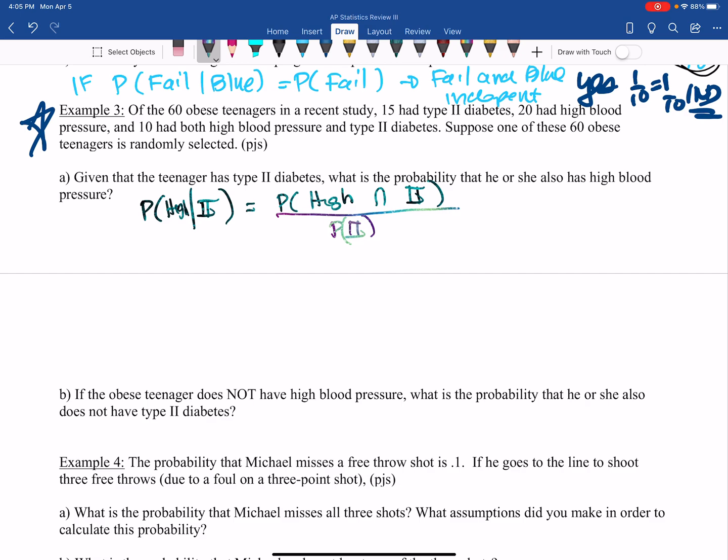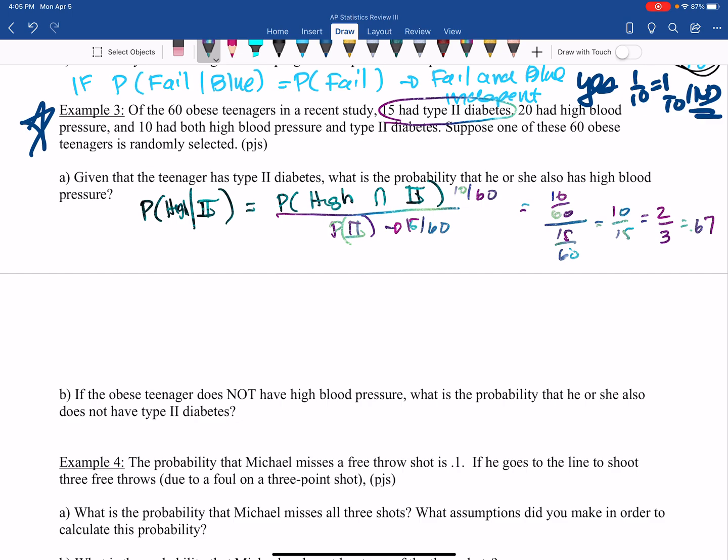Let's see what information we have. It says of the 60 teenagers in the study, 15 had type 2. So that's going to be 15 out of 60, 20 had high blood pressure, and 10 had both. So the top is going to be 10 out of 60. So this is just going to be 10 over 60 over 15 over 60, which is clearly going to be 10 over 15, which is 2/3, or 0.67.